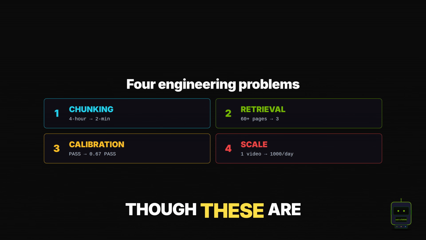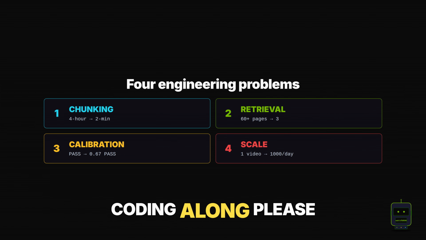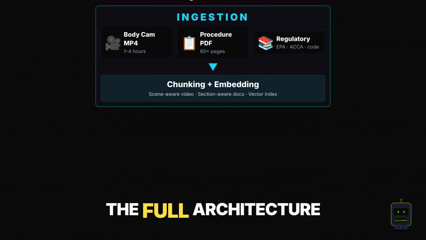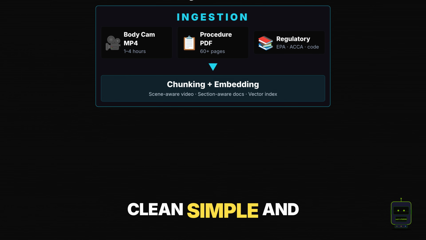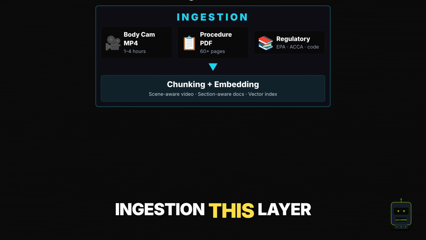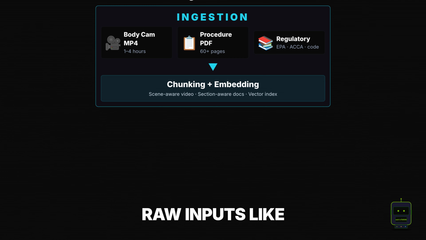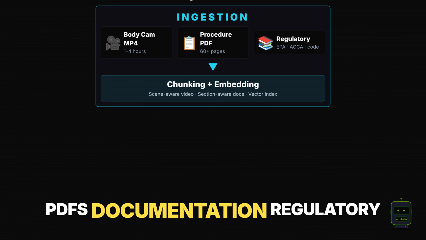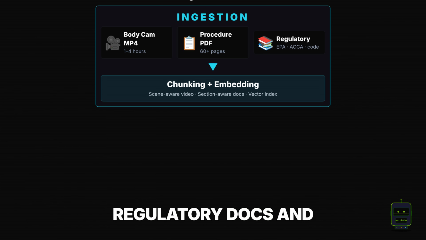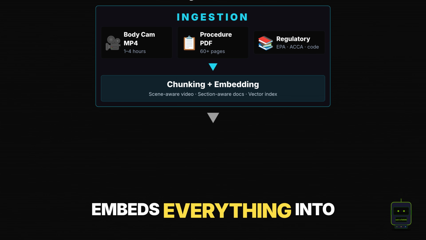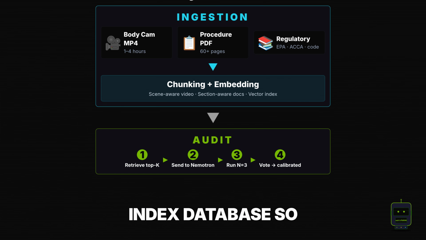Now fair warning though, these are very hard problems, so if you are coding along, please expect some very long hours. Here is the full architecture. It's clean, simple, and built in 3 different layers. Number 1, ingestion. This layer takes all the raw inputs like any body cam video footage, all the procedure PDFs, documentation, regulatory docs, and then it intelligently chunks them and embeds everything into a vector index database so that we can find what we need later.